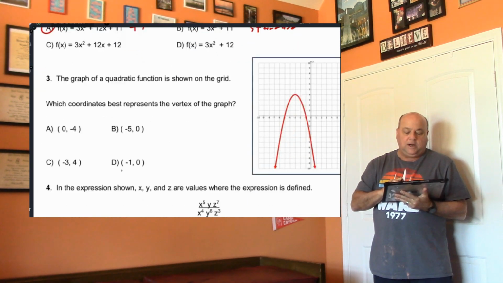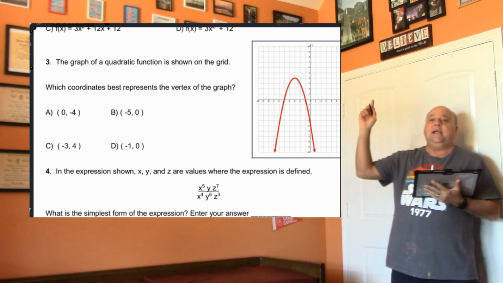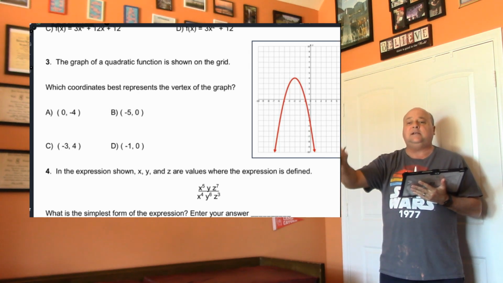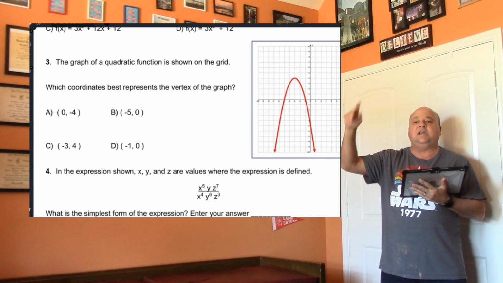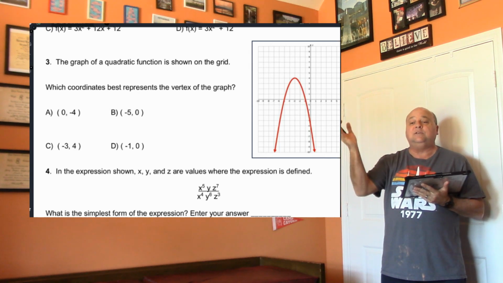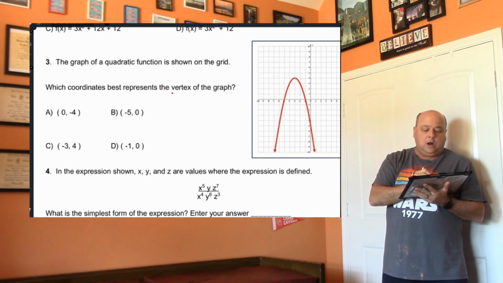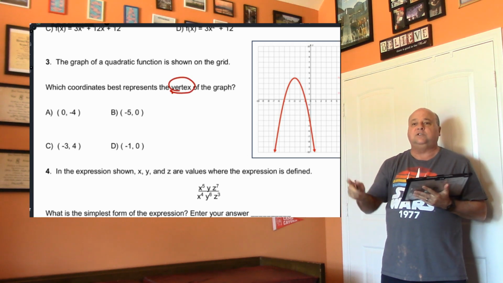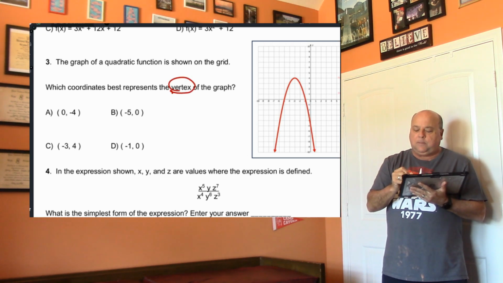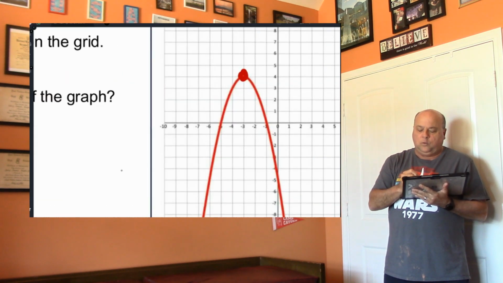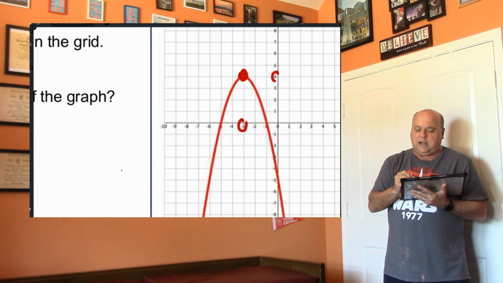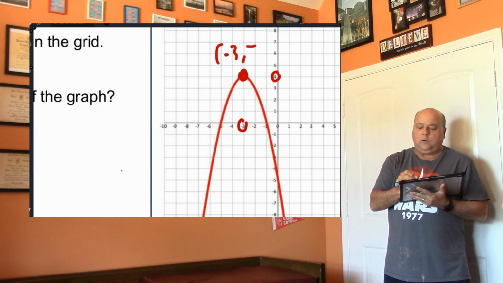Going on to number 3. Fun, fun, fun. Okay, on the parabola, you need to know the x-intercept, the y-intercept, the vertex, the axis of symmetry, and the zeros. Those are really important. On this one, we want to know the vertex, which is the top or bottom of the parabola. The vertex is right here. I'm going to zoom in, which is at -3 and at 4. So the ordered pair would be -3, 4.